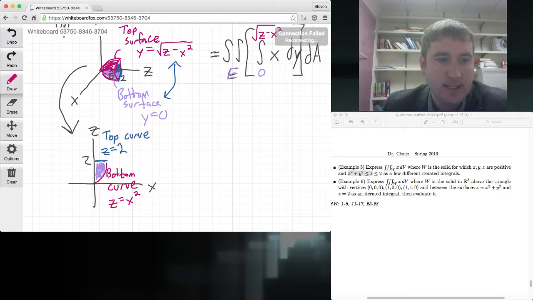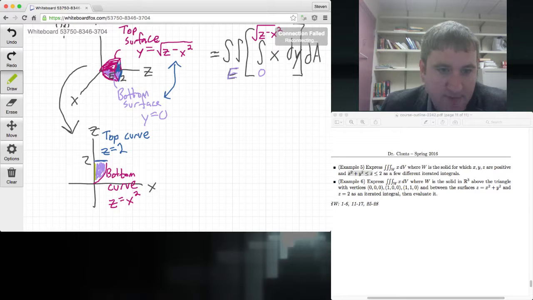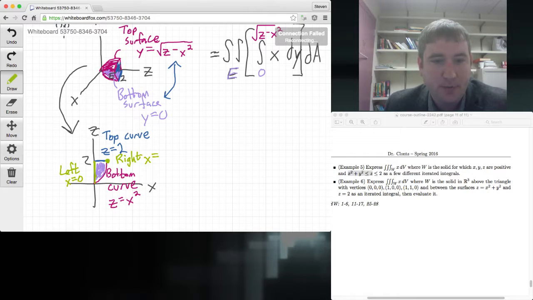All that's left is to figure out my left and right values. And I could have done right curve, left curve as well. There's no reason that I had to do it this way. But notice that my left is where x is equal to 0. And this point right here, my right point, let's see, z is equal to 2. We're on the curve z is equal to x squared, so just set x squared equals 2, so x equals square root of 2.